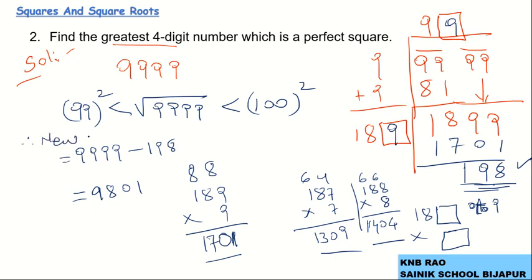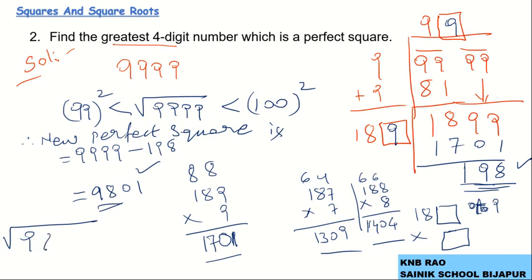So the new perfect square is 9801, and the square root of 9801 is 99. So we can find this way. This I have already solved in our previous part number 17 probably. I hope you will not find it difficult.